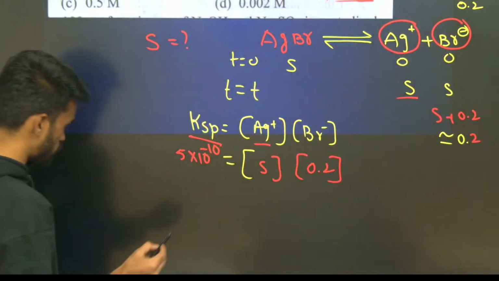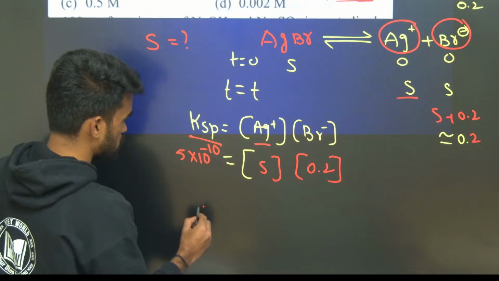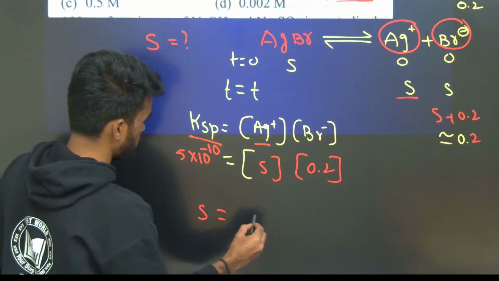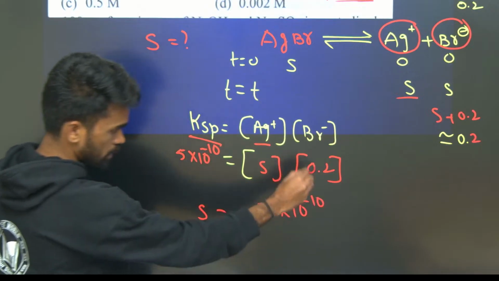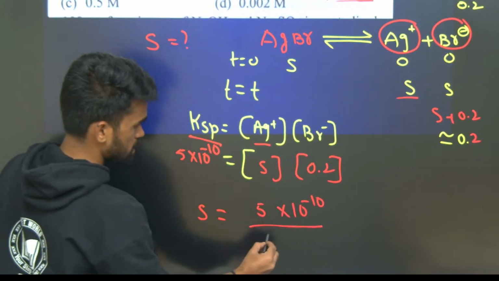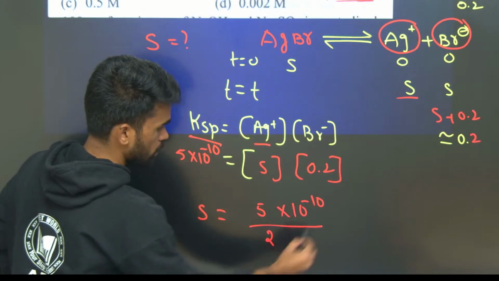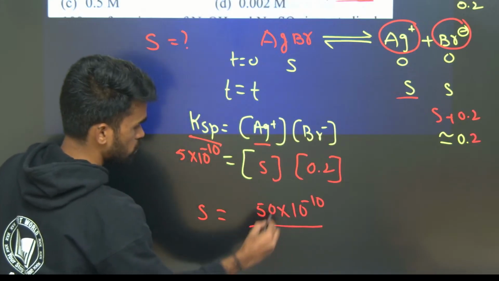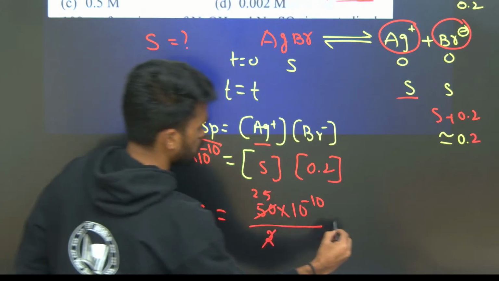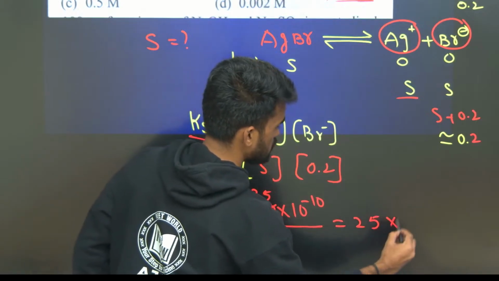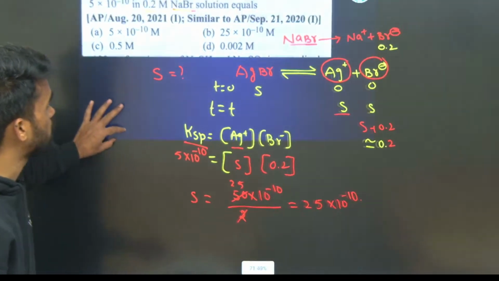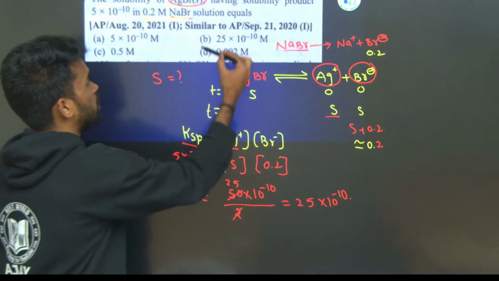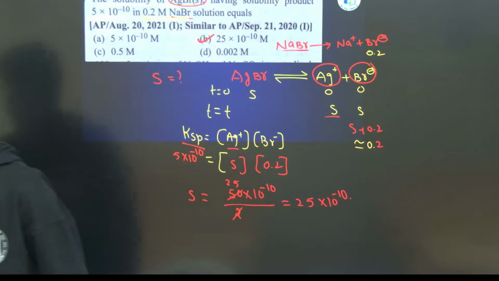Now look at here what I can make. S is equal to 5 into 10 power minus 10, and if you write 0.2 as 2 into 10 power minus 1, that is 50 divided by 2, so this will be 25 into 10 power minus 10. That's it. This will be your answer. I hope you got what I am explaining here. So option B will be the perfectly correct answer for this question, right?